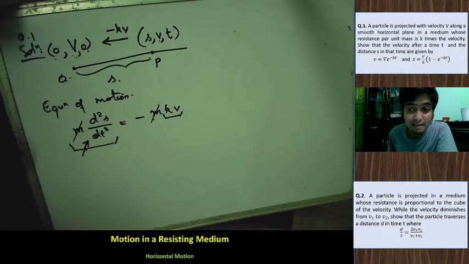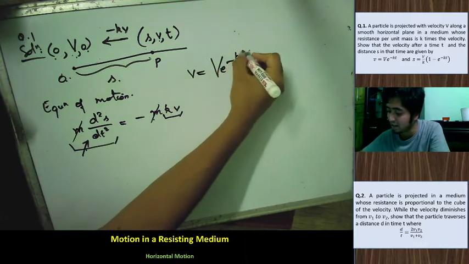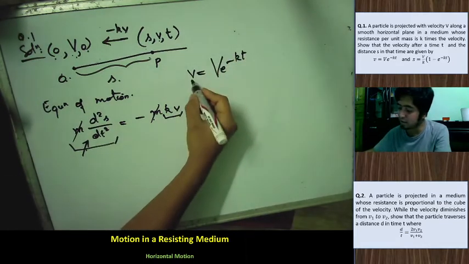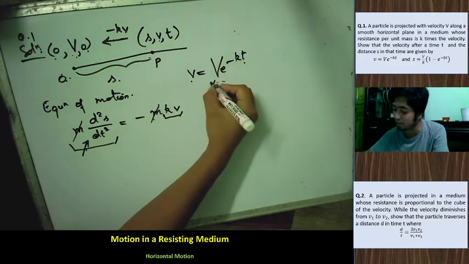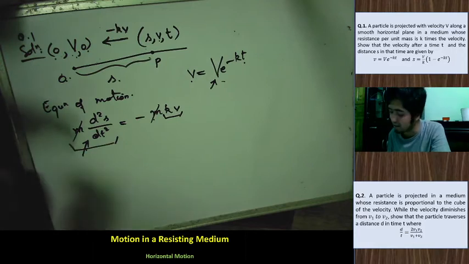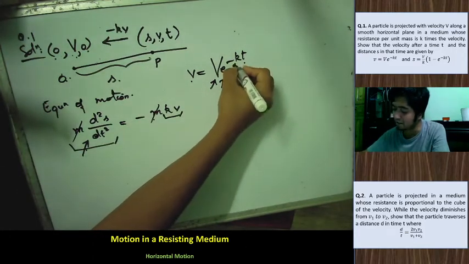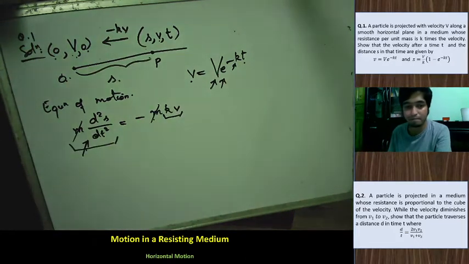Okay, next what will we do? Now just see the question again. We have to get v equal capital V e power minus kt. So this one is a relationship between v and time. How do I know that? Because capital V is a constant, because it is the velocity of projection. e is a constant. k is a constant. So this one is a relationship between v and t.